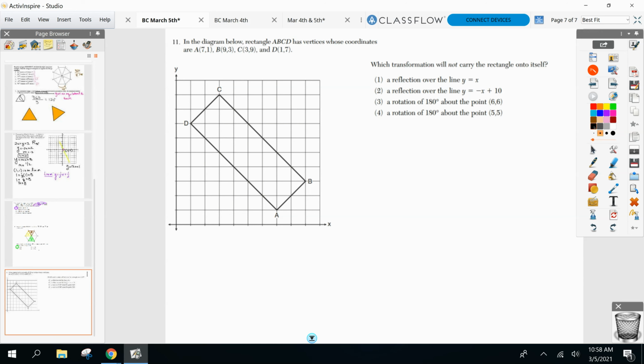All right, so let's go through the choices. Number one, a reflection through y equals x. Oh, all right, dig deep. You guys remember what was the rule for me?